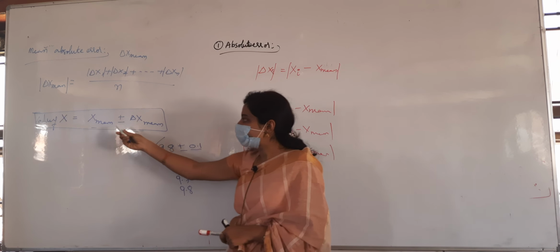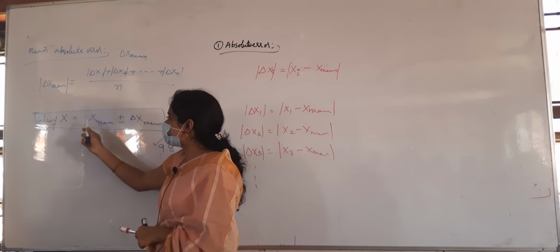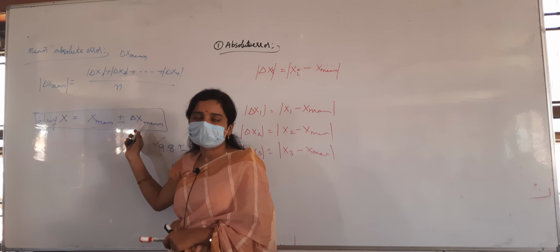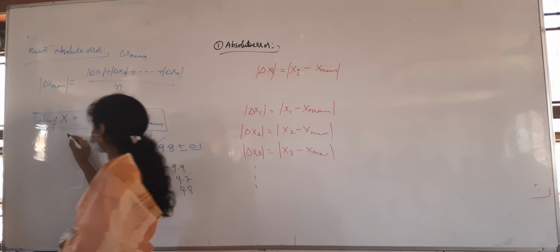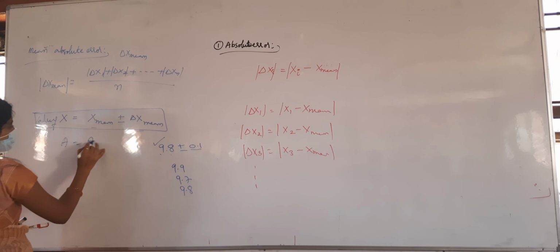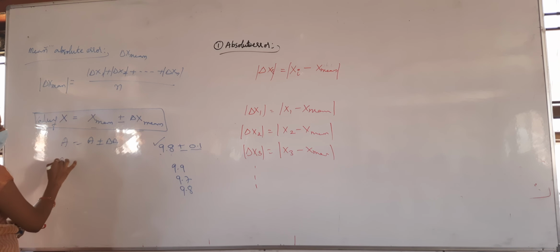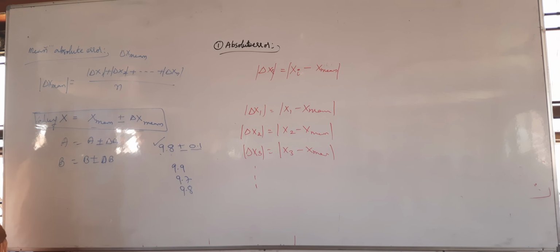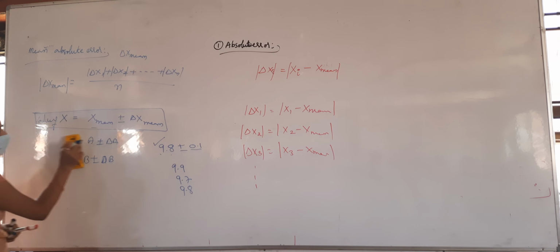So this is how you have to note the value: x is equal to x mean plus or minus delta x mean. You might have seen in some problems a is equal to a plus or minus delta a, b is equal to b plus or minus delta b, like this. Correct? That is how you have to note any number. After that we will get one more concept, known as relative error.